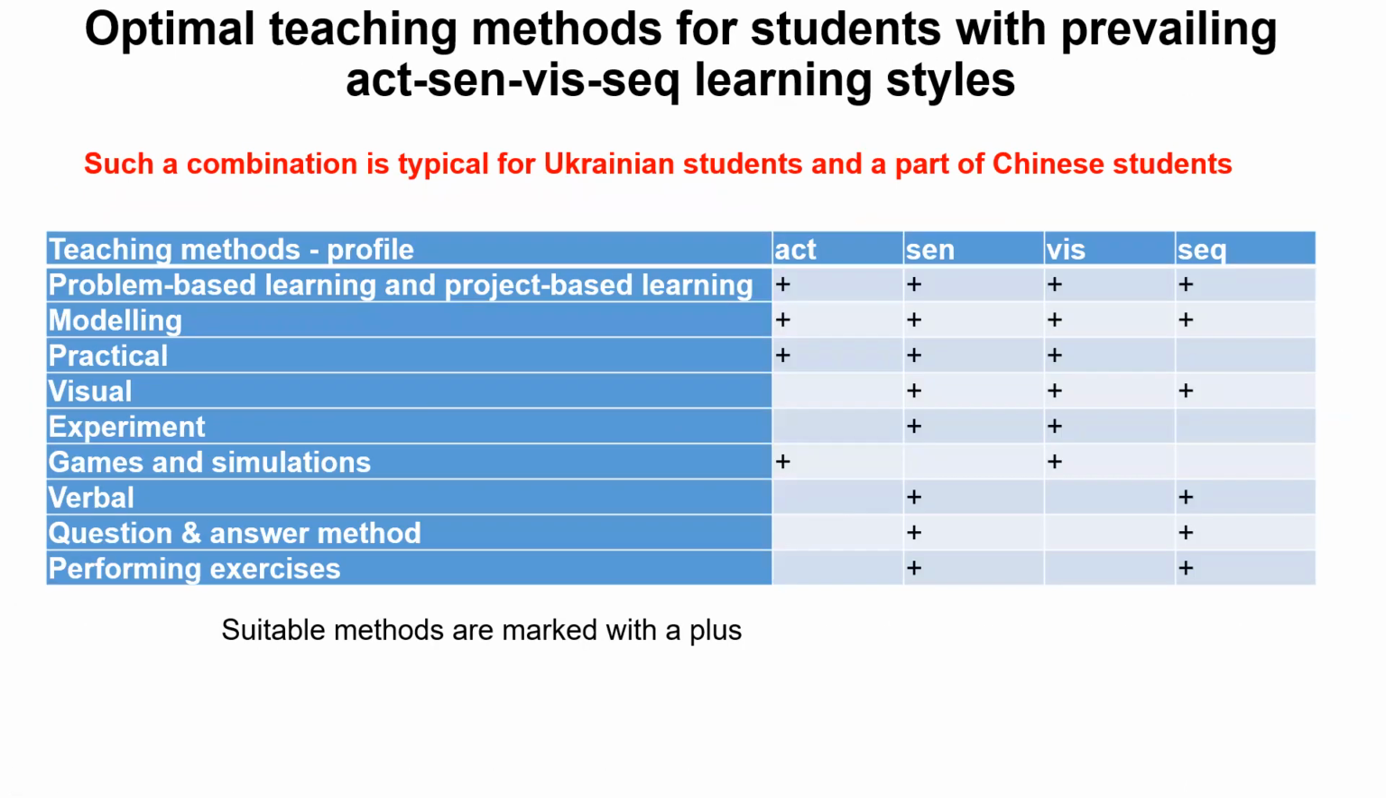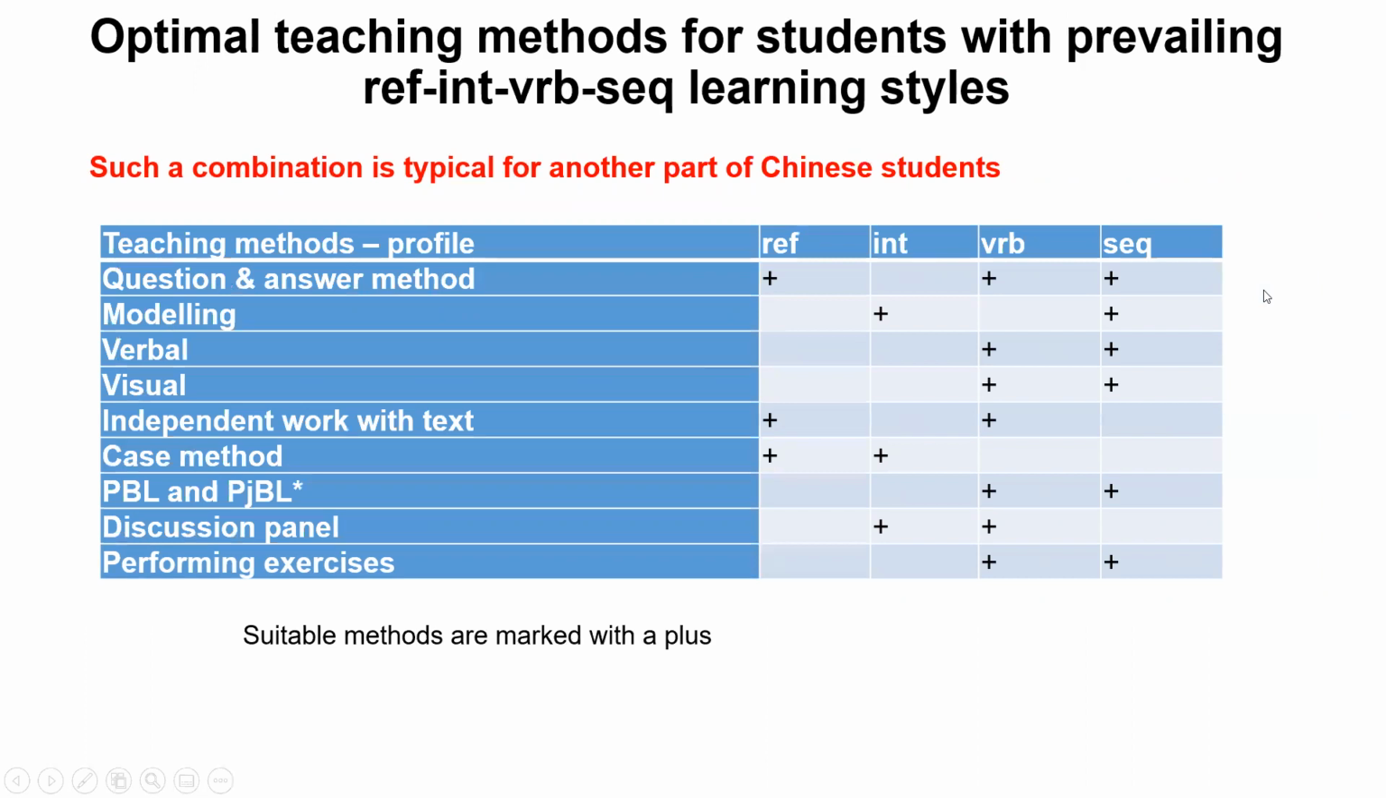The next two slides demonstrate optimal teaching methods for students with prevailing active, sensing, visual, and sequential learning styles. Such a combination is typical for Ukrainian students and parts of Chinese students. Suitable methods are marked with a plus. And next, you see optimal teaching methods for students with prevalent reflective, intuitive, verbal, and sequential learning styles. Such a combination is typical for another part of Chinese students.